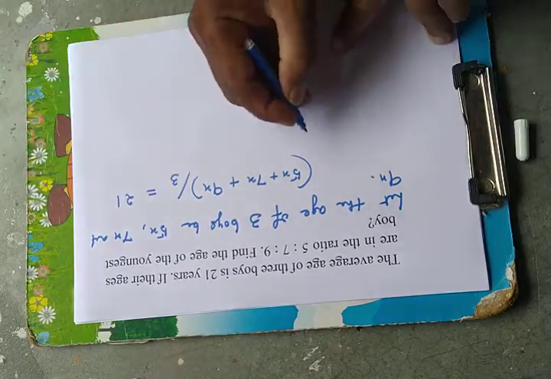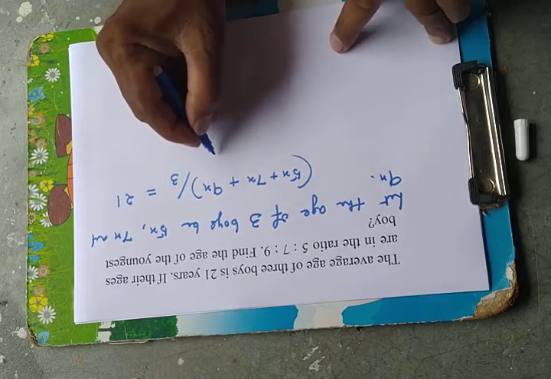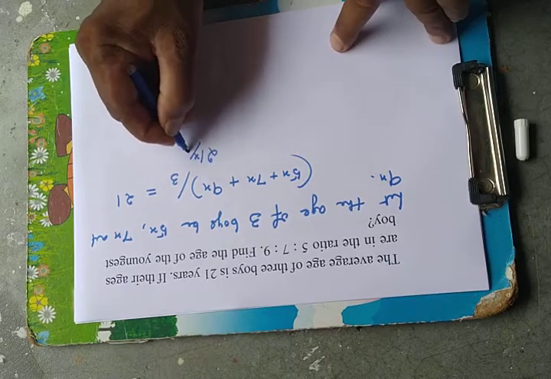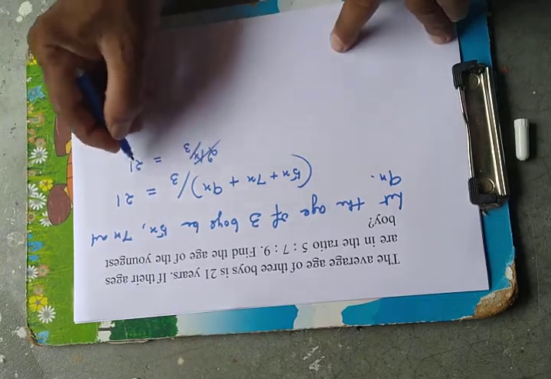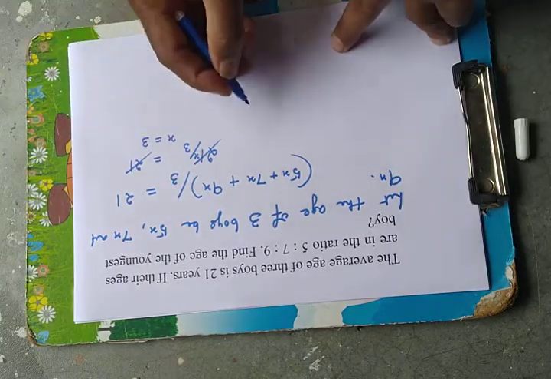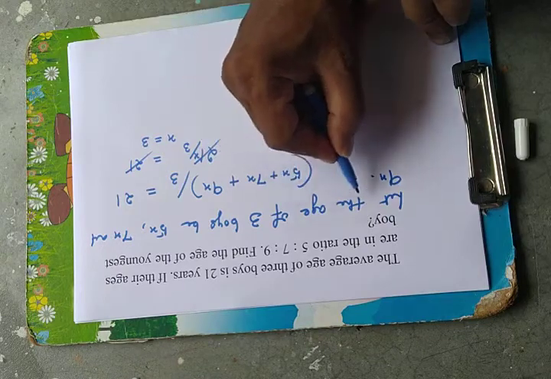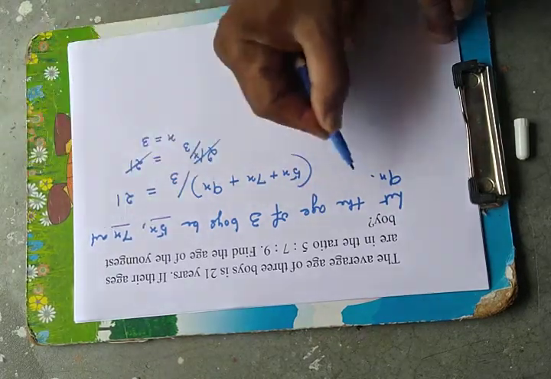Now we are going to add the values: 12 plus 9, that is 21. So 21x divided by 3 equal to 21. Now 21 will get cancelled. Then x becomes 3. Now we have the ages of the 3 boys as 5x, 7x and 9x.